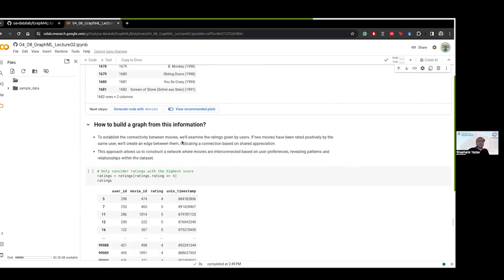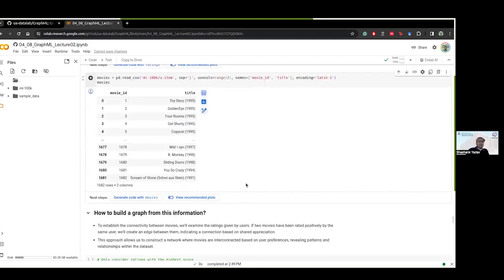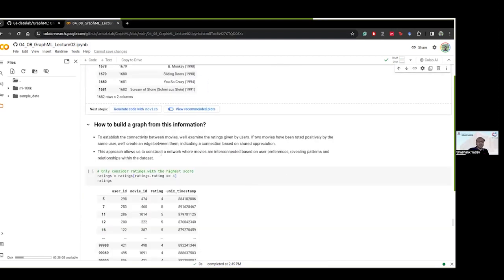one approach is that to establish the connectivity between movies, we can see what ratings are given by the user, and if two movies have been rated positively by the same user, we can construct an edge based on that appreciation. For example, what kind of rating is provided by the same user for different movies. This approach allows us to construct a network where, based on the user preference, we can build a recommender system.